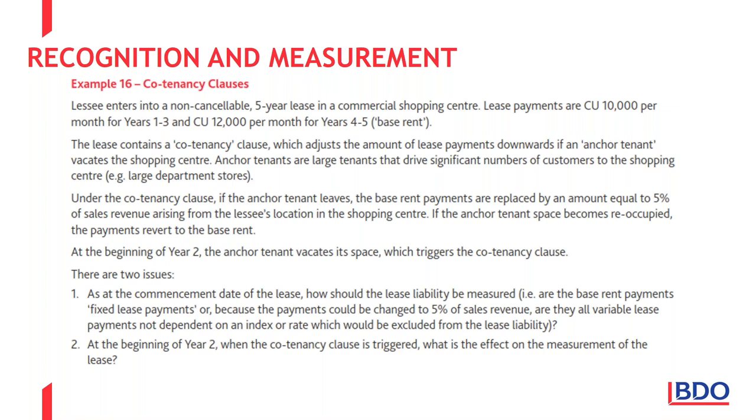And the requirements for lease modifications do not apply, and there's been no change in the lease contract. This has always been written into the lease contract. So consequently, the lease liability is not remeasured. Instead, the amount actually paid, meaning the 5% of the revenue, reduces the lease liability. And the lease liability is also reduced for the difference between that amount and the fixed base rent amount, with a corresponding credit to profit or loss.